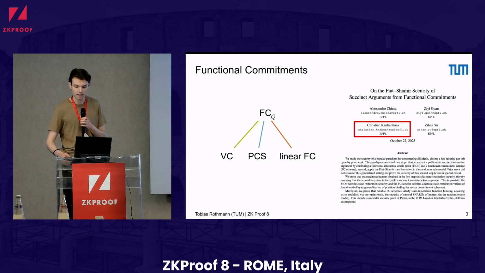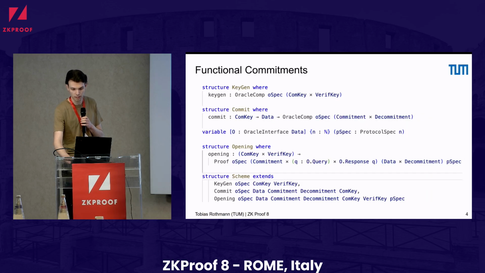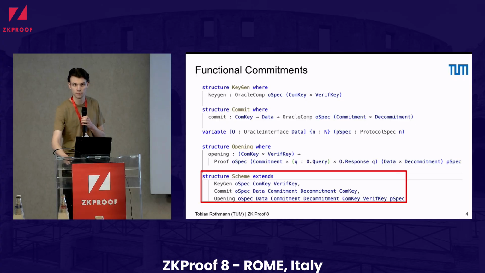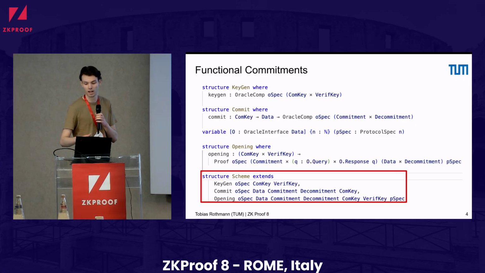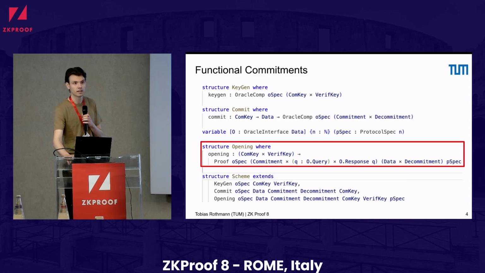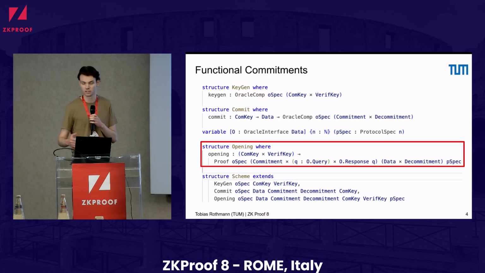Since this is RClip day, let's jump into the definition in RClip. It's really straightforward. A functional commitment scheme is made up of three components: a keygen function, a commit function, and an opening. And the opening is really where the interesting stuff happens. Keygen and commit are just your typical functions as you know them.